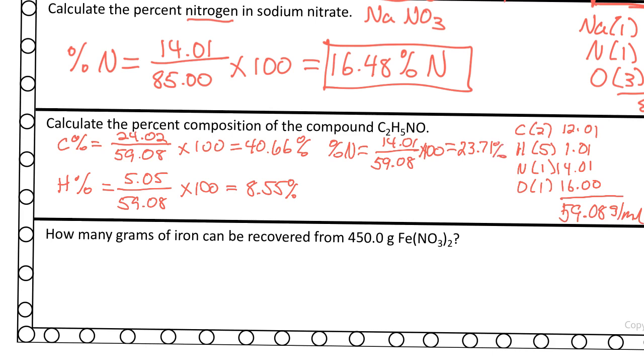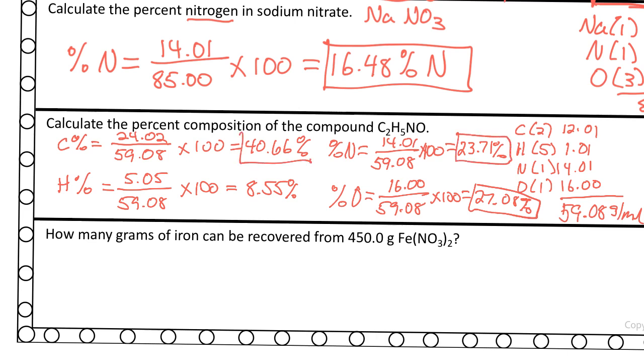And the last one is oxygen. Percent of oxygen is going to be equal to, we only had 1 of them, so 16.00 divided by the total times 100 equals 27.08%. I'm going to put a box around each of these so we can find the answers. Make it pretty. And there's your answer for that question.